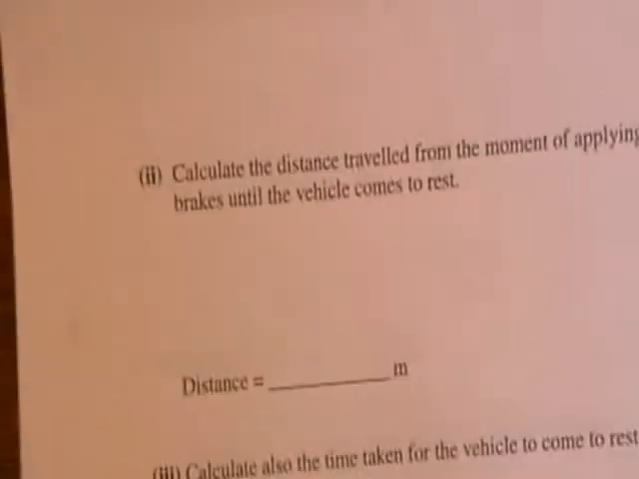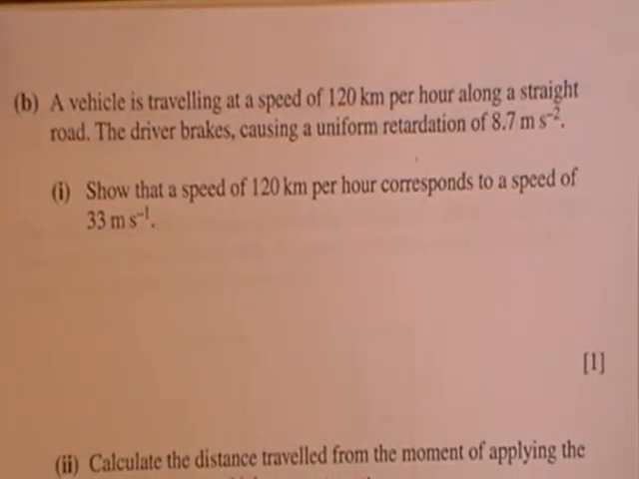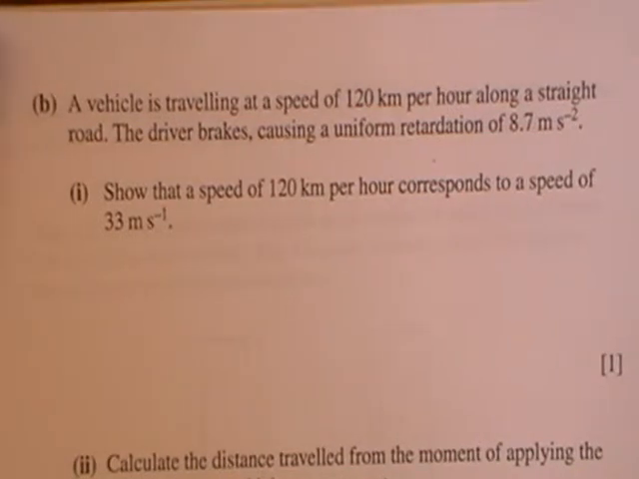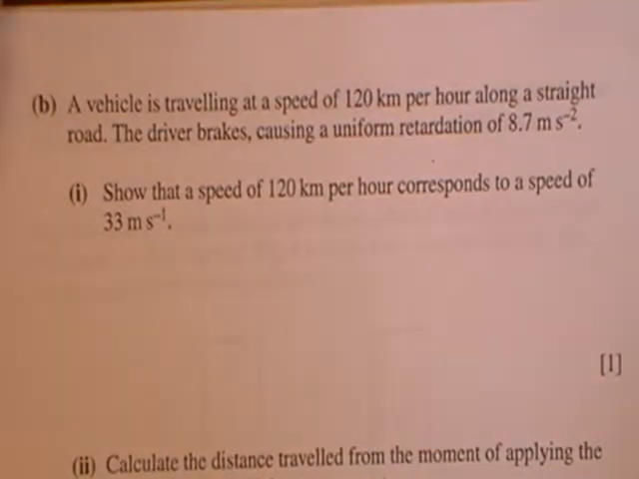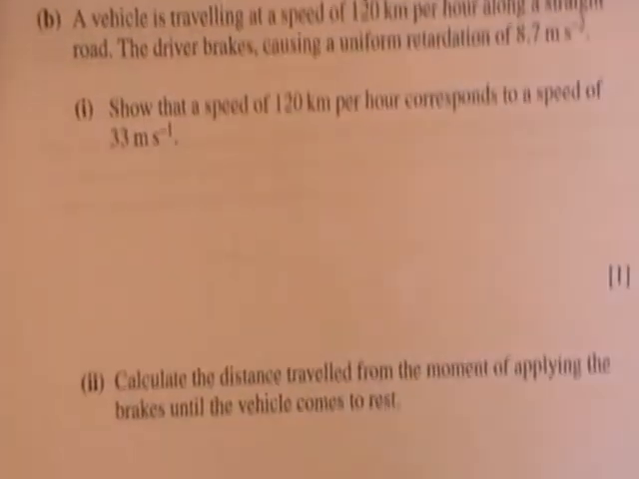Next part of the question. A vehicle is travelling at a speed of 120 kilometres per hour along a straight road. The driver brakes, causing a uniform retardation or deceleration of 8.7 metres per second squared. Show that a speed of 120 kilometres per hour corresponds to a speed of 33 metres per second.